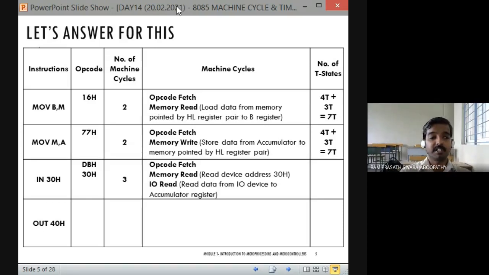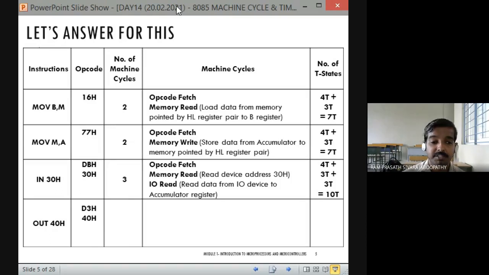Okay. So after it got the opcode and the address, it knows what it has to do and to which device it has to perform which operation. Fine. So for that it takes 1 machine cycle. So here also 4 plus 3 plus 3. Fine. What about OUT 40? How many bytes does it take? Number of bytes occupied by OUT instruction? Yes, 2. Very good. So D3 and 40H.